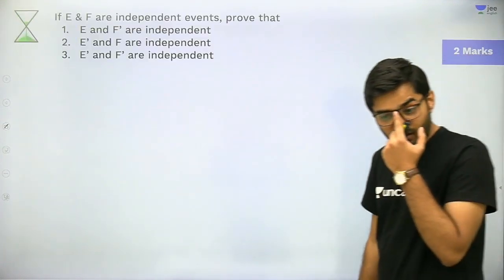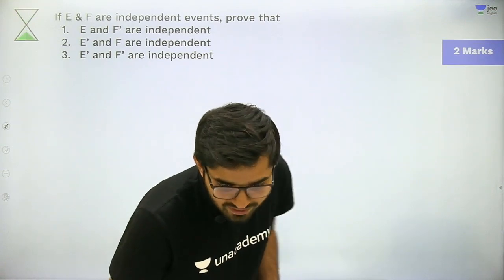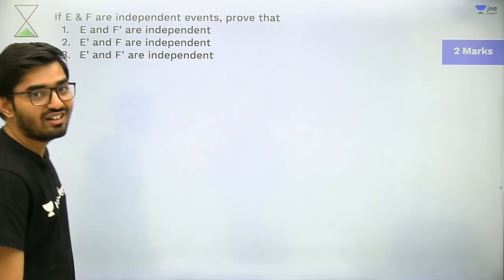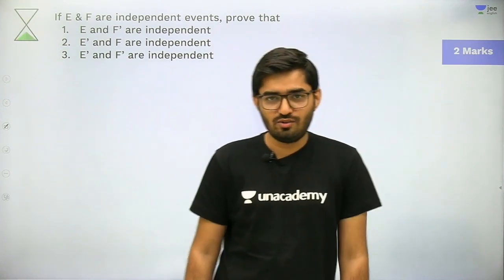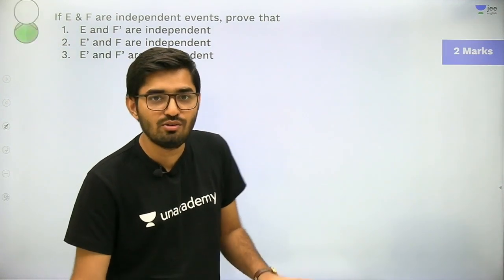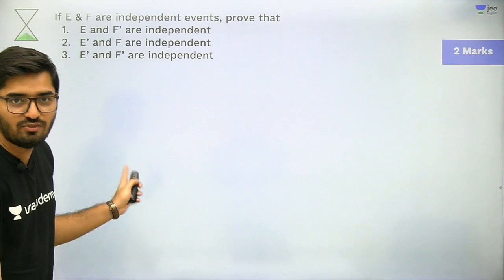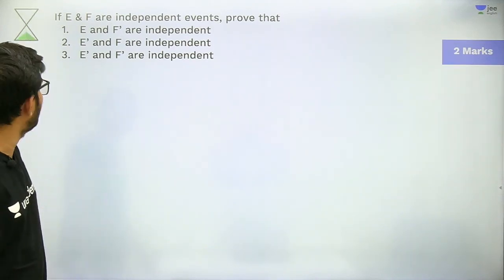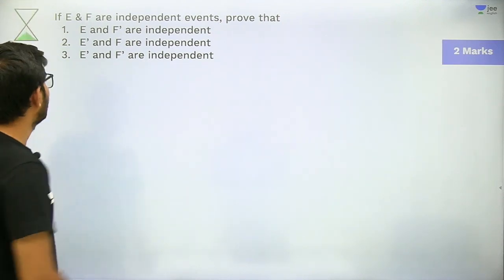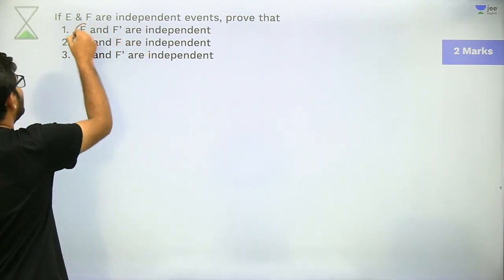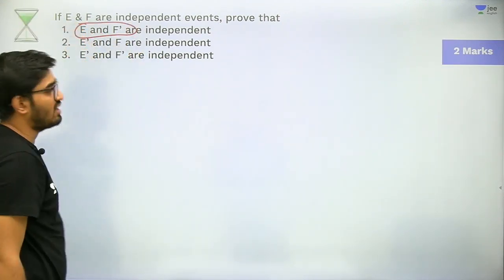So this is the first question. Okay, all of you have joined. This question can come up for 2 marks, and this is a very important question. You should definitely know the solution of this type of question if it is asked in Section B. Two marks. E and F are 2 independent events. We have to prove mathematically that E and F dash are independent.